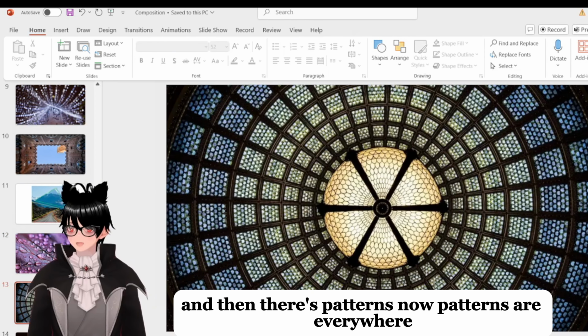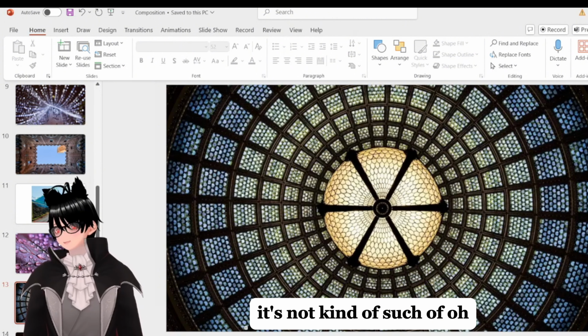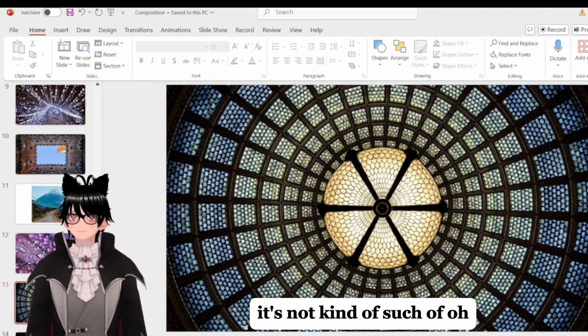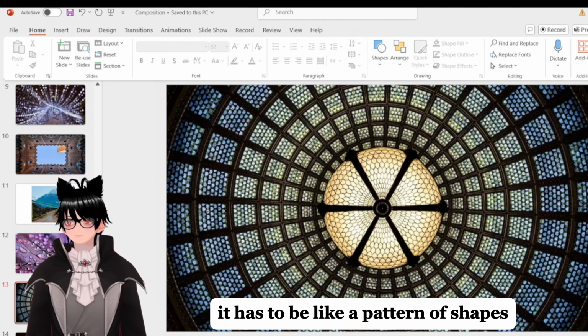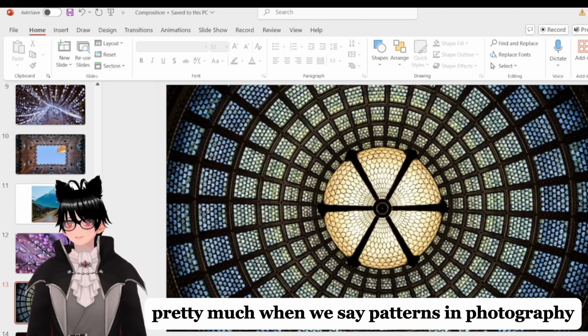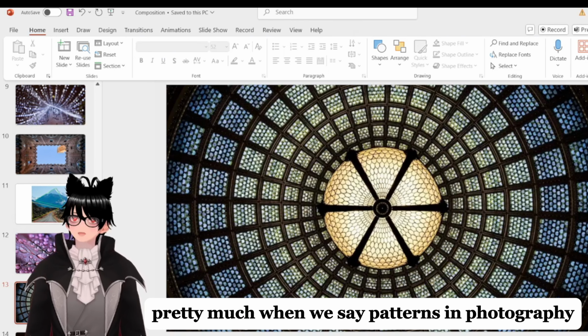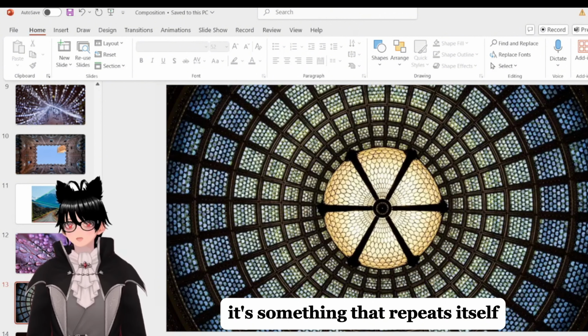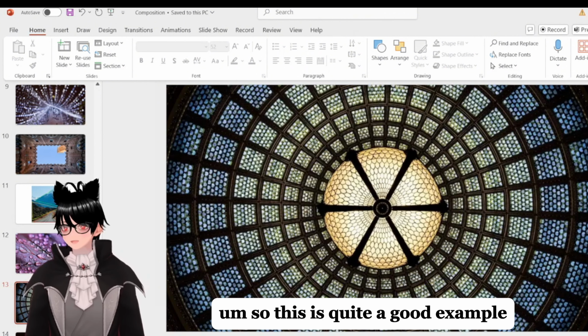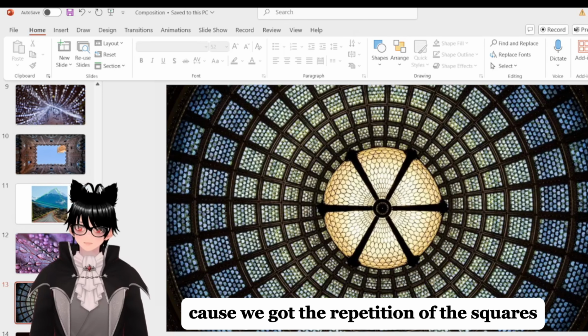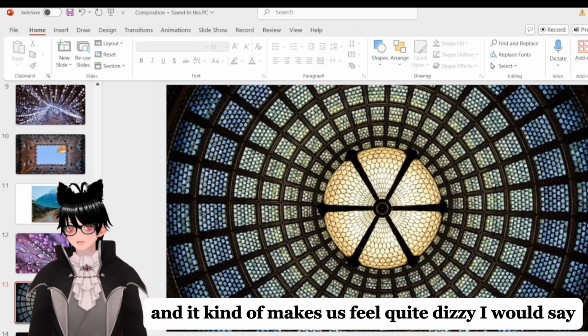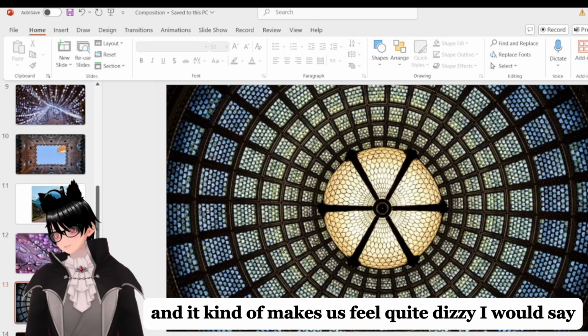And then there's patterns. Now patterns are everywhere. It's not such that it has to be a pattern of shapes. Pretty much when we say patterns in photography, it's something that repeats itself. So this is quite a good example because we've got the repetition of the squares, and it makes us feel quite dizzy, I would say.